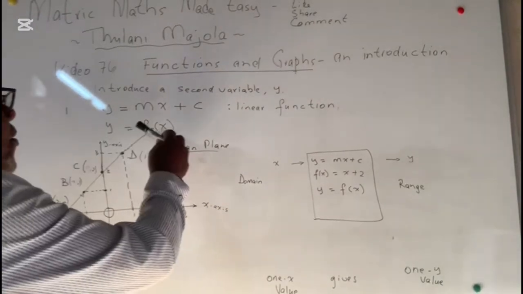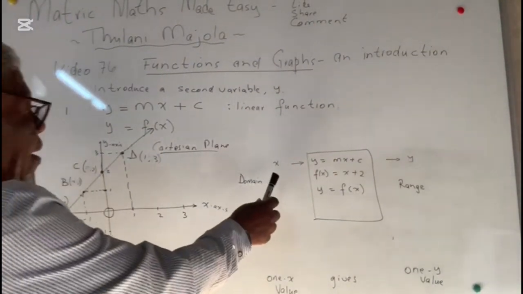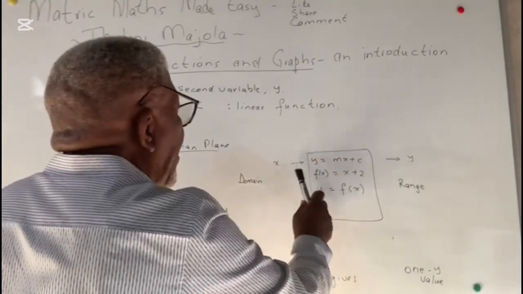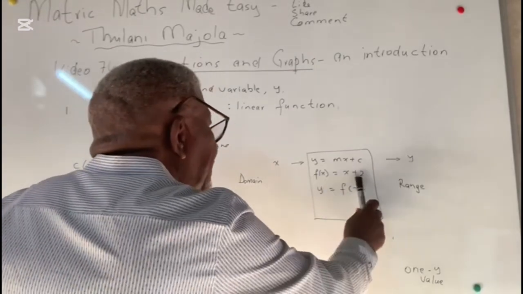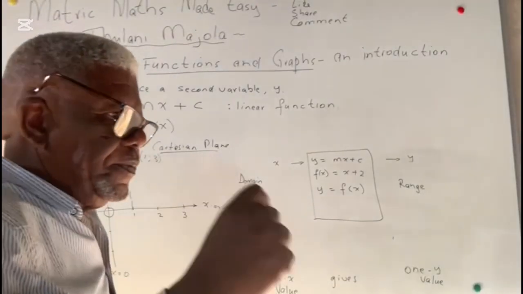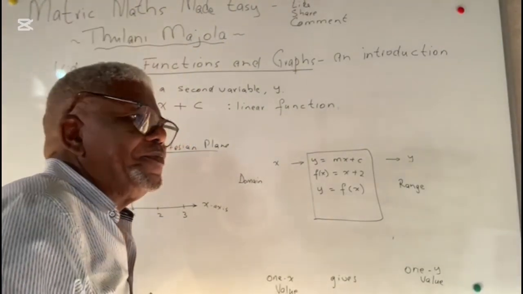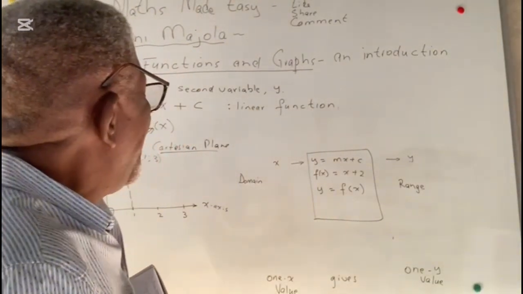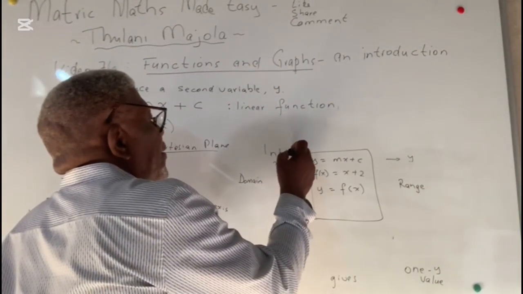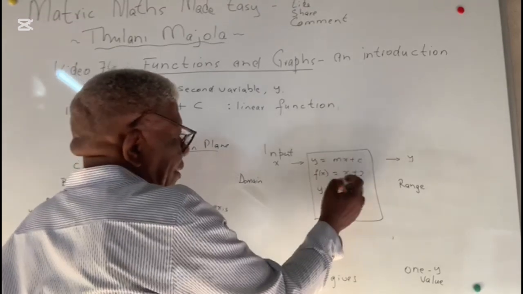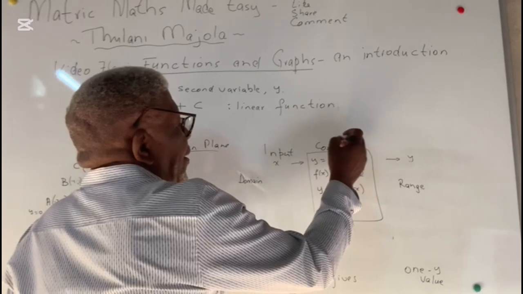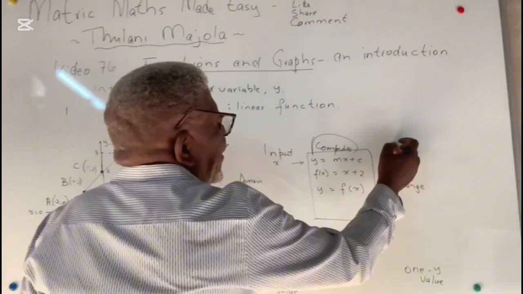Functions in graphs. We're still on the linear function, y equals mx plus c, where y equals f of x equals x plus 2. An example. Now, I just want to go into the nomenclature, the vocabulary. x is called an input, and then this one is a computer, right? So computer, this one. And y is an output.